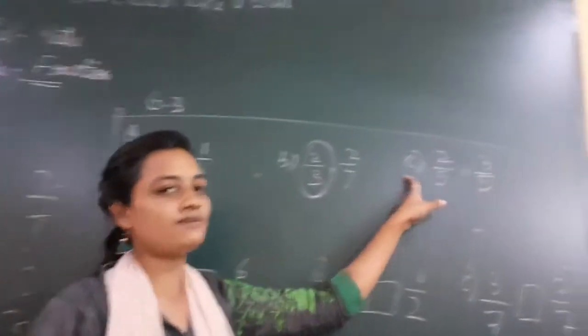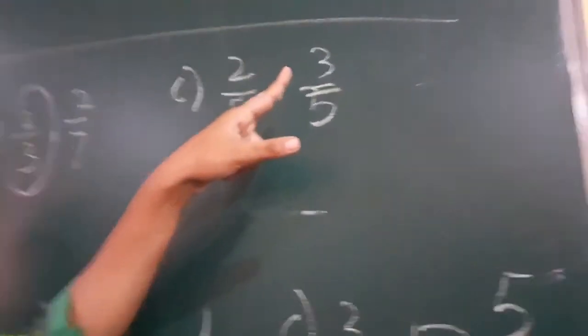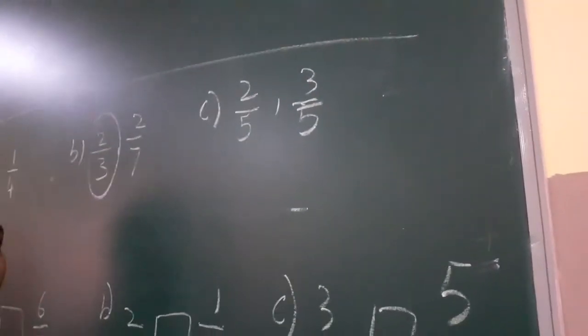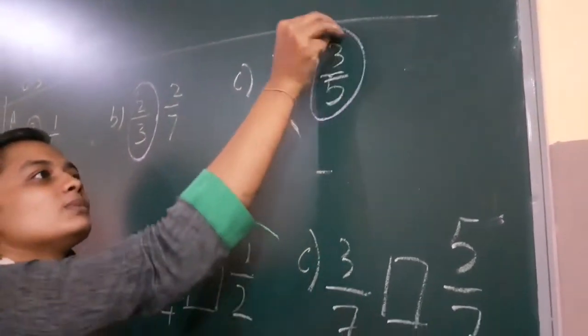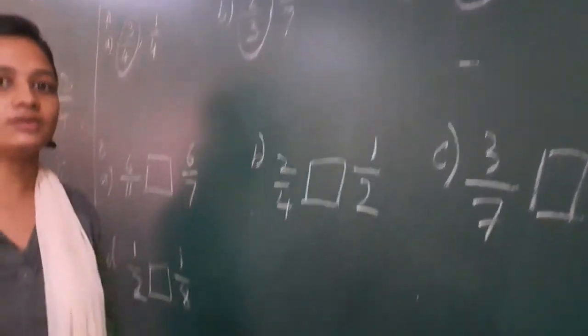Now go for C1. This is having same denominator. So numerators I should see. When I want to see numerator, I will see the normal number type. So 3 by 5 is my bigger.